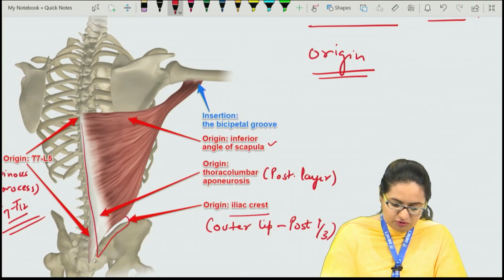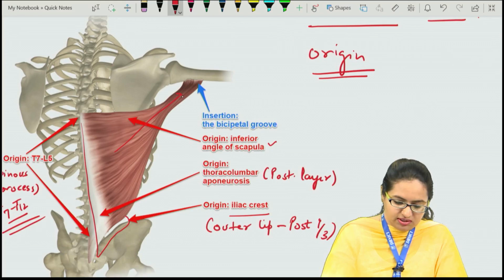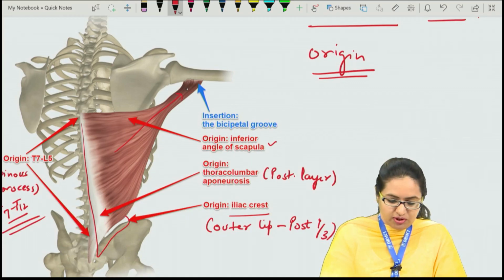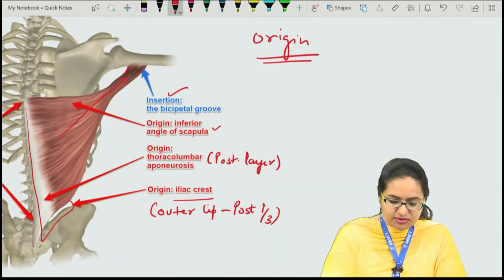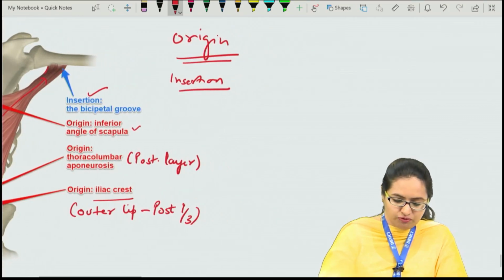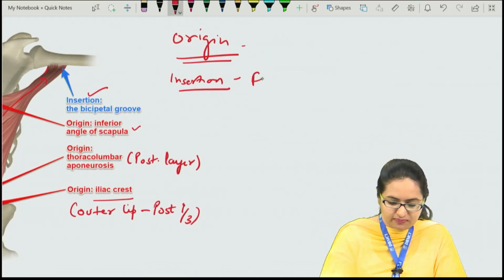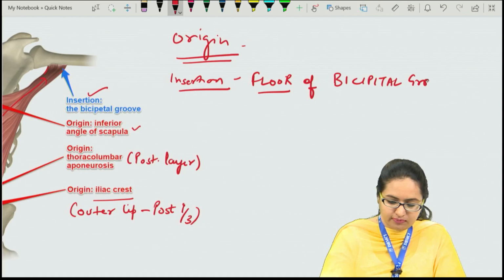Now this is a large muscle, with a large origin over here. We can see it arises from this whole aspect, and as it goes towards the insertion point, it has a narrow insertion, and the insertion is in the bicipital groove. The insertion is in the floor of the bicipital groove, also known as the intertubercular sulcus.